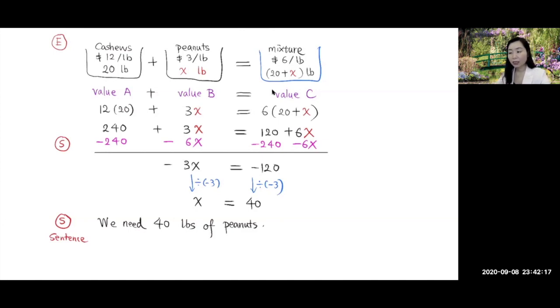Now this problem is complete. So this is dry mixture problems. Now you go ahead and do the homework, and if you have questions about the homework, we can always go over them in class.